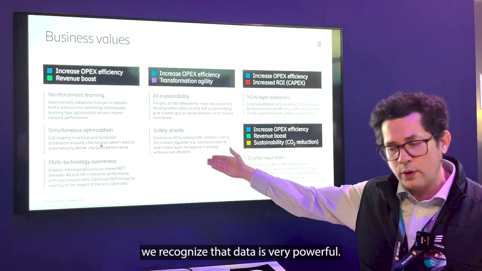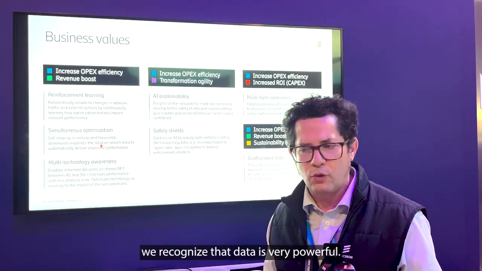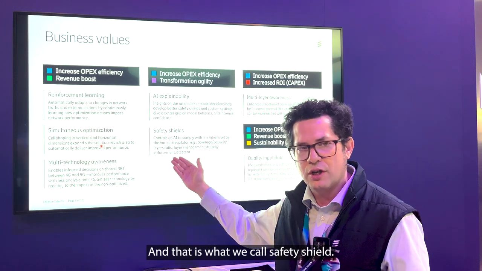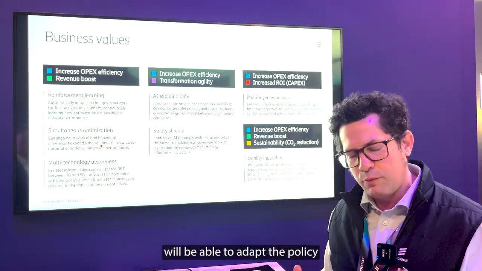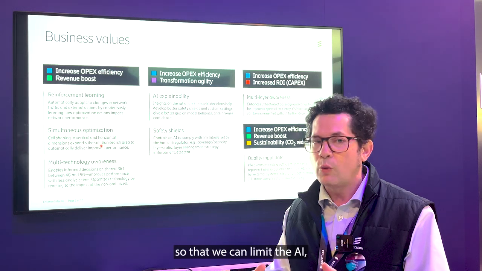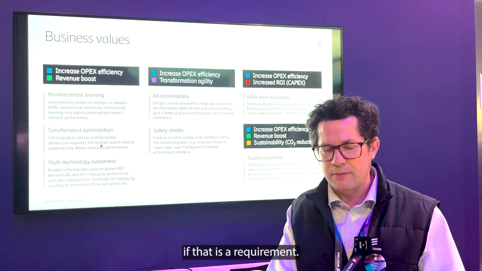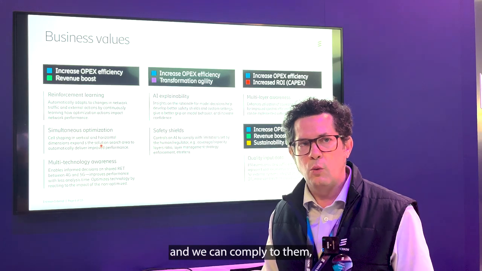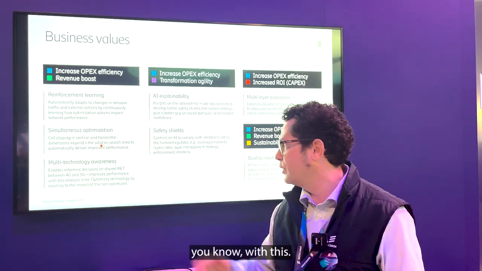And of course, we recognize that the AI is very powerful, but sometimes we need to put limits to that. And that is what we call safety shields. So in the safety shields, we'll be able to adapt the policy that the operator wants, so that we can limit the AI if that is a requirement. We are aware that many operators have different policies, and we can comply with them with this.